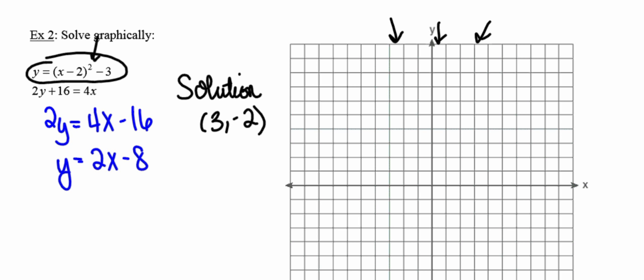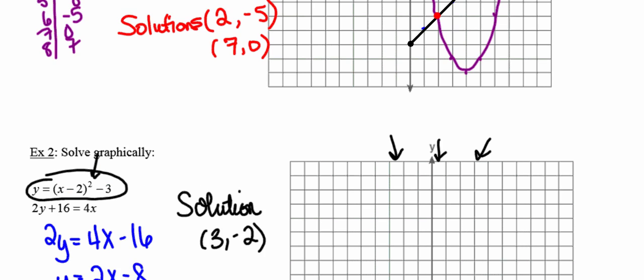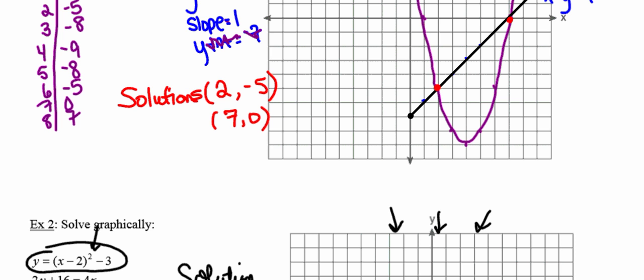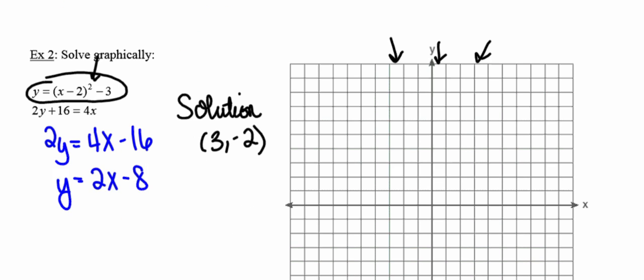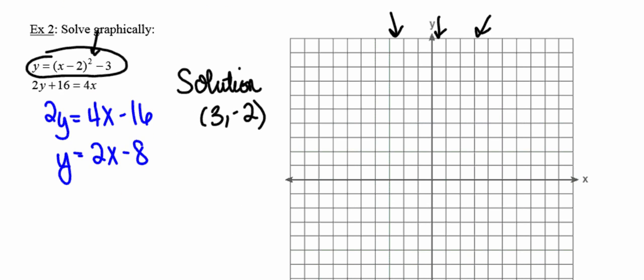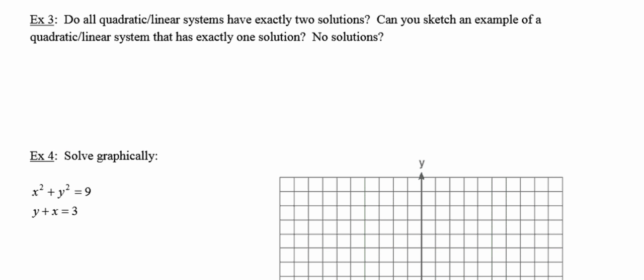So kids will often ask me, they'll say, well, how many solutions am I looking for? The first system that we did up at the top of the page had 2 different solutions. This example down at the bottom of the page only had 1 solution. And if we flip up to the top of the next page, I want to know, do all quadratic linear systems have exactly 2 solutions? Well, we know that the answer to that is no. We saw one that only had 1 solution.